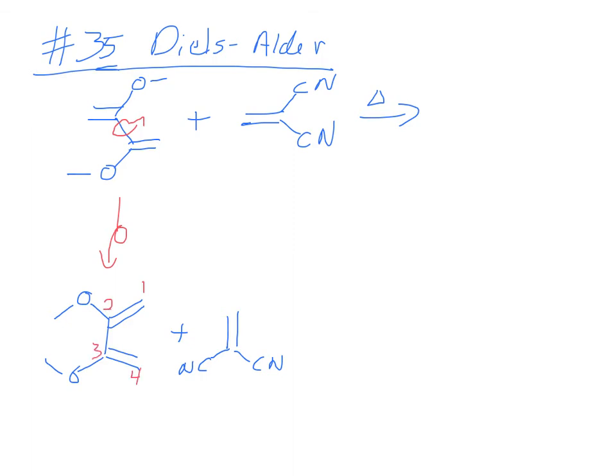The butadiene part has 4 carbons, right? Buta, 2 dienes. Then we'll say 5 and 6. So carbon 5 has the 2 nitriles, and carbon 2 has the O methyl, and so does 3. So the next thing you do is draw a 6-membered ring.